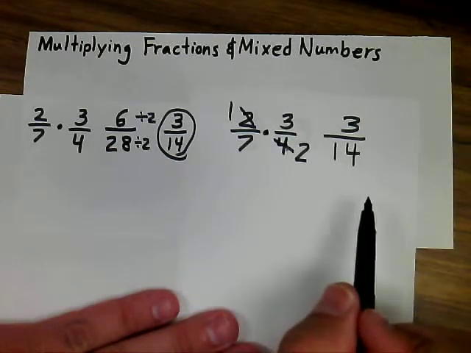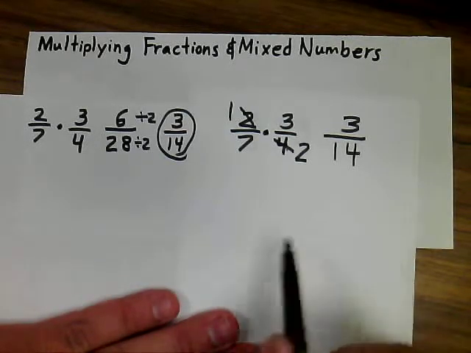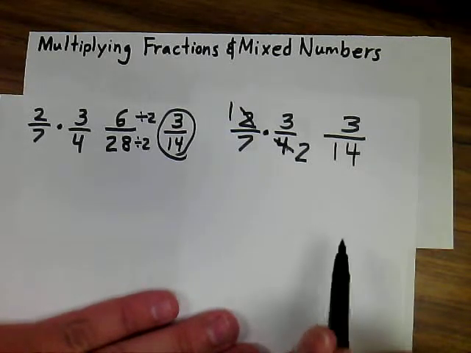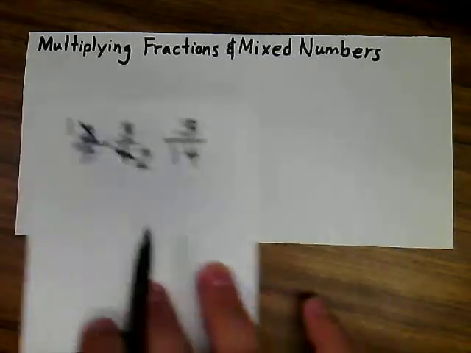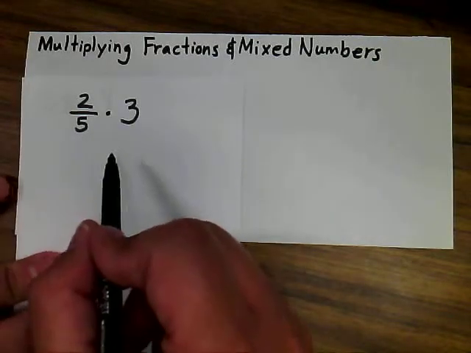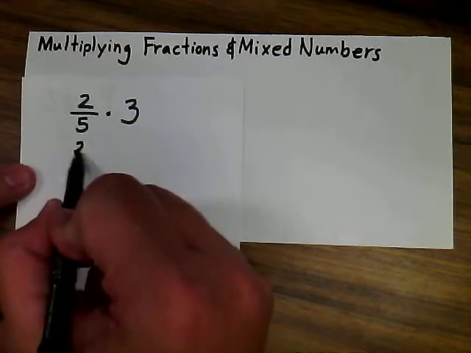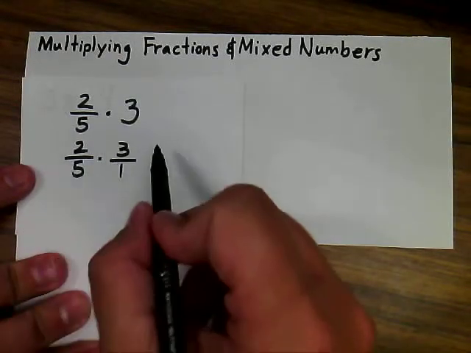As we discussed in class, simplifying before you multiply keeps the numbers smaller and easier to work with. It's not required by any means, but it certainly will keep your work going smoother when you have large numbers as factors. In the case of a fraction times a whole number, you're merely going to rewrite the problem so the whole number is over 1. And then you can multiply just like before.